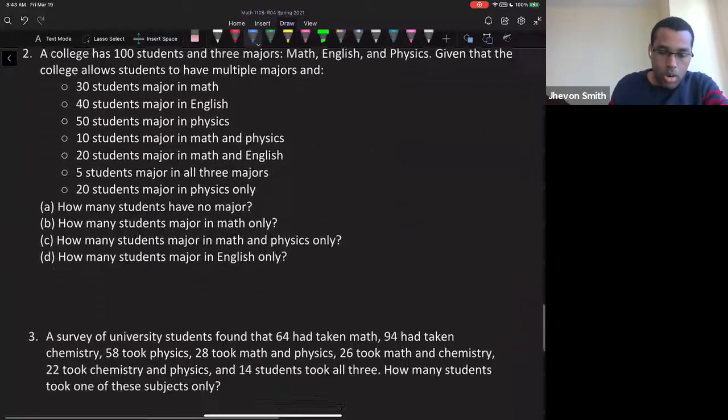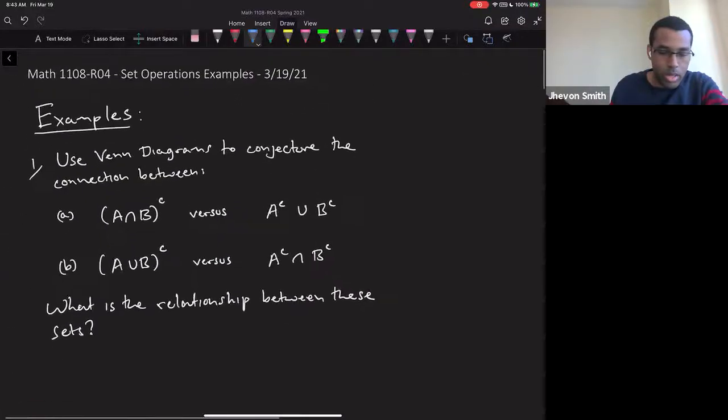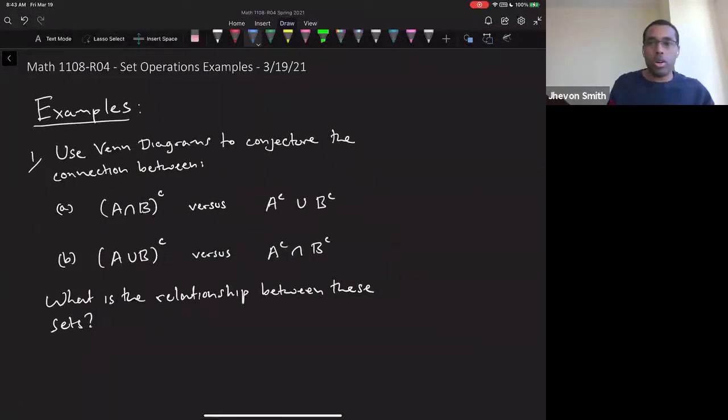And then there are some word problems here that we can solve via Venn diagrams, which is also an important problem type for this course. So this is what we're going to jump into now. So the rest of this class is pretty much going to be me solving these examples and making sure that we're all on the same page with this stuff.